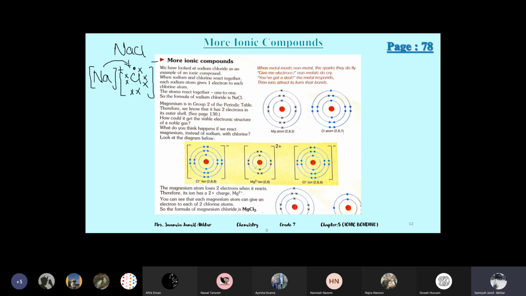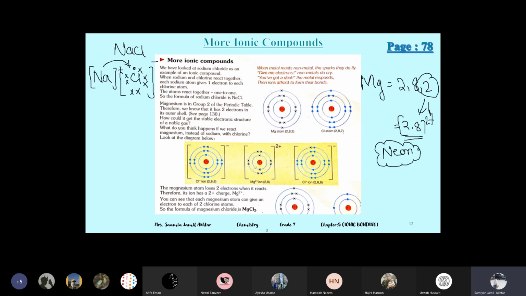How could it get the stable electronic configuration of a noble gas? By giving away how many? 2 electrons. Good. It has 2 extra electrons in its outermost shell, which it can give, and then magnesium will become 2,8. And 2,8 is the configuration of neon, a noble gas, which is a complete configuration: 2 in the first shell and 8 in the second shell.